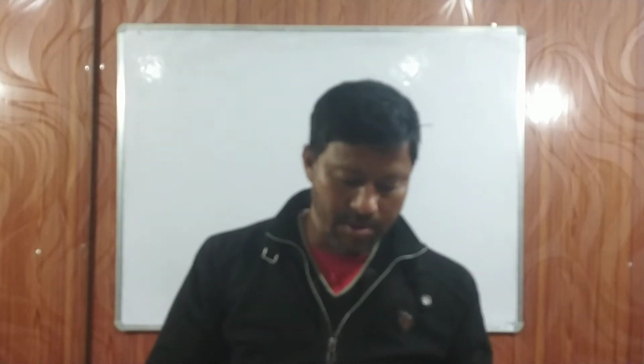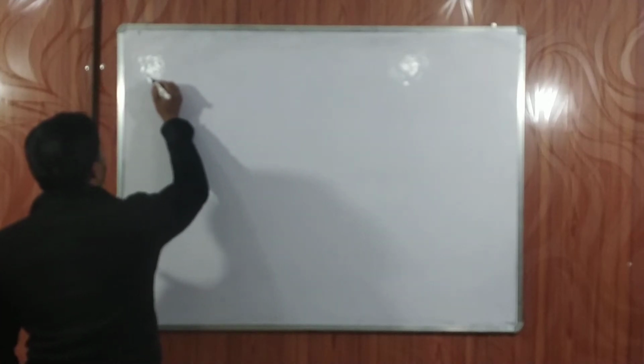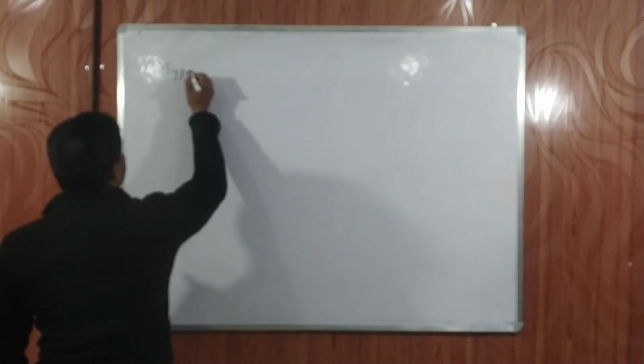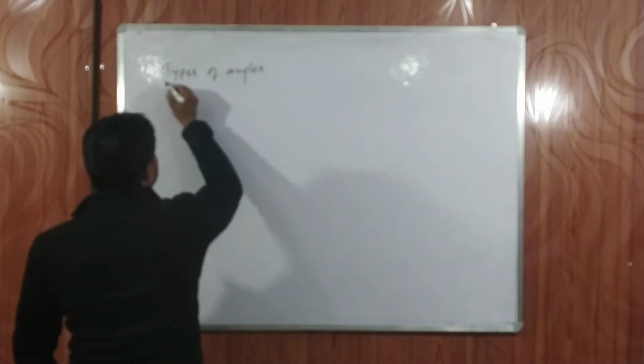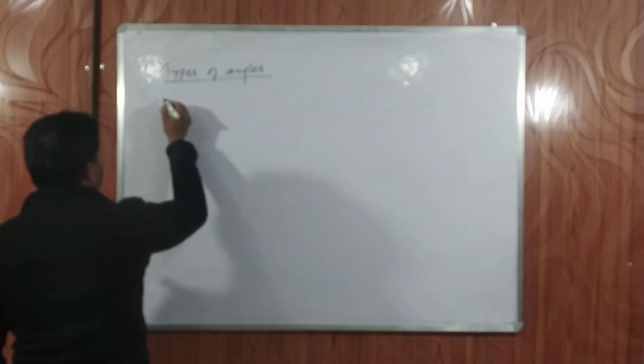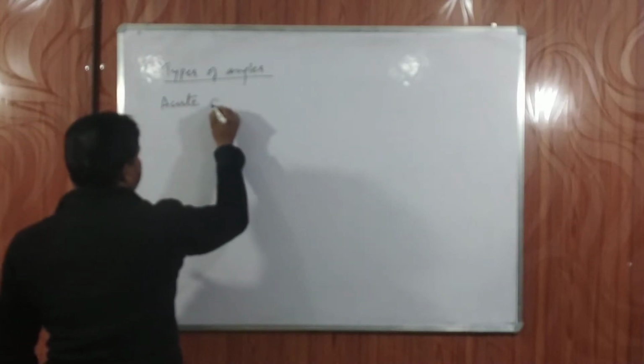Today I shall take the different types of angles. So firstly, to start with, types of angles. Number one, acute angle.